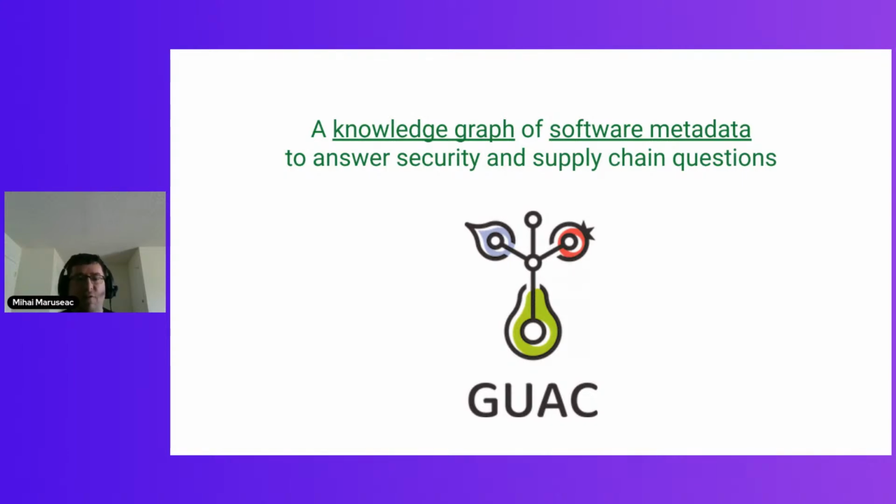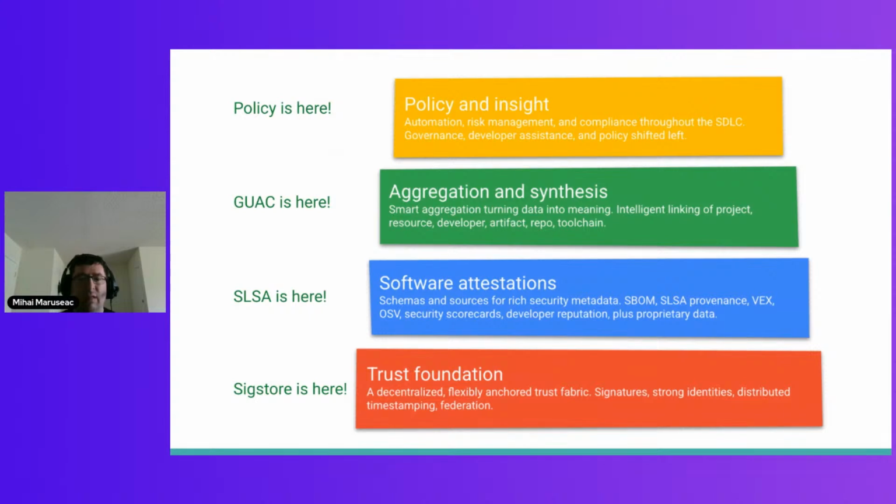And in diagram form, we basically start with the trust foundation, where Sigstore is. That's where you do the signatures. On top of that, we can build attestations, software attestations. So I talked about SLSA, but there are others like SBOMs, scorecards, and so on. This is where SLSA is. And on top of all of this, we can aggregate everything together. This is GUAC.